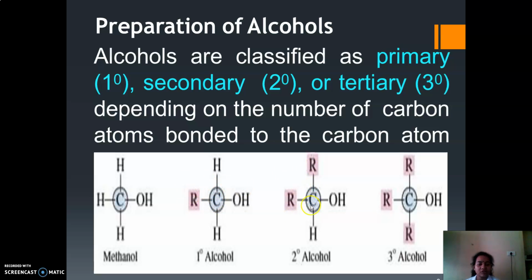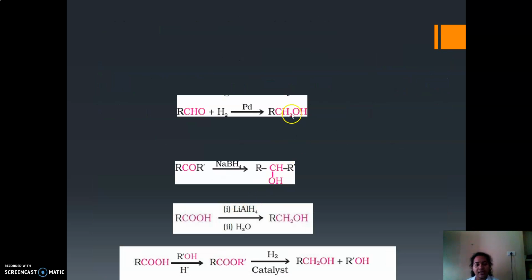Secondary means there are 3 carbon atoms. In tertiary there are 4 carbon atoms. The 3 carbon substituents are attached to the carbon which has the hydroxyl group. Here 2 groups are attached, that's why it's secondary. Here 1 group is attached to the carbon which has the hydroxyl group, that is why it's primary. So here we can see it yields a primary compound, and here we can see it is secondary.